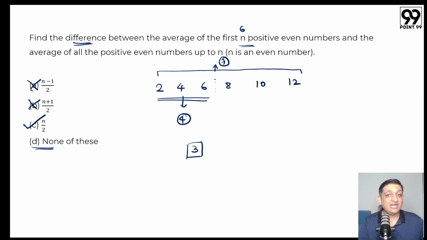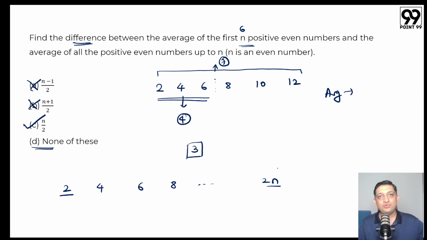Let's say that we are looking at the first n positive even numbers. So I am starting with 2, 4, 6, 8 and so on till I reach 2n. That is what I am trying to do. Now what is the average of this sequence? The average of the sequence is going to be equal to last term plus first term divided by 2. So the average of the first sequence is going to be 2n plus 2 divided by 2, or n plus 1. 2n plus 2, the entire thing divided by 2, is going to give us n plus 1 as the average of this sequence.